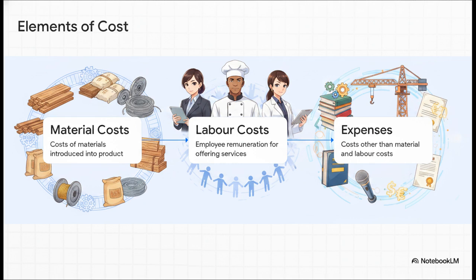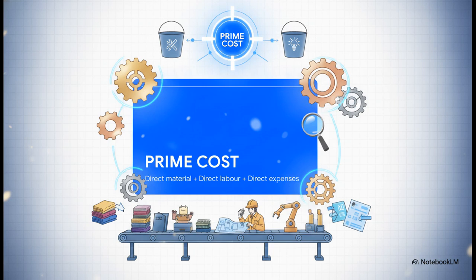That right there is our baseline. Now, when we take those 3 buckets and pull out just the direct ones, we get this incredibly crucial equation. Prime cost equals direct material plus direct labor plus direct expenses. You've got to drill this into your mind because this equation is the foundational layer of our whole organizational system. It is the absolute core cost directly tied to actually making your product.